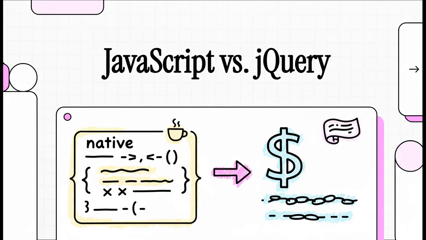Today, we are getting our hands dirty and digging into the code to break down two really fundamental ways to write for the web. You've got your native vanilla JavaScript on one side and the legendary library that honestly changed the whole game, jQuery, on the other.